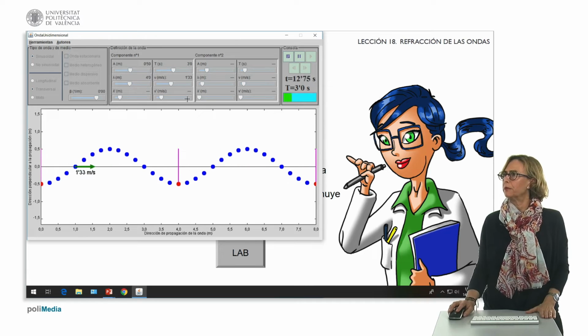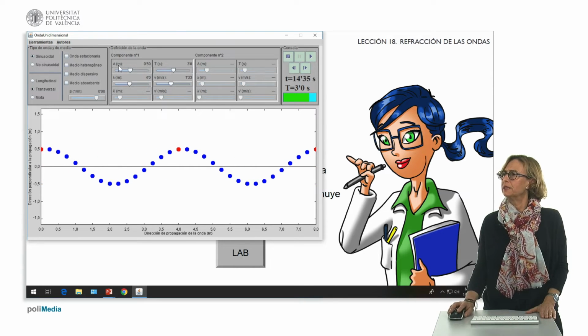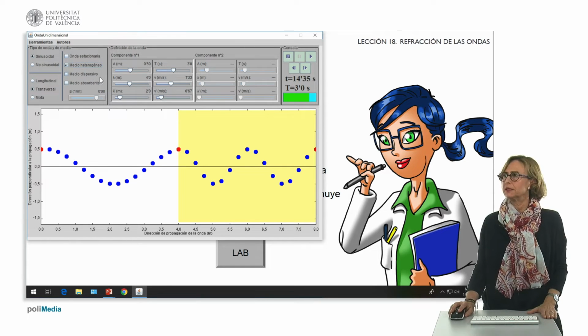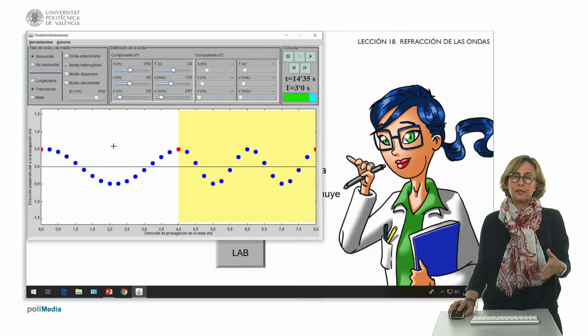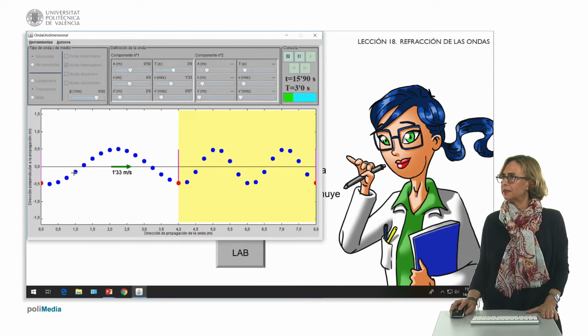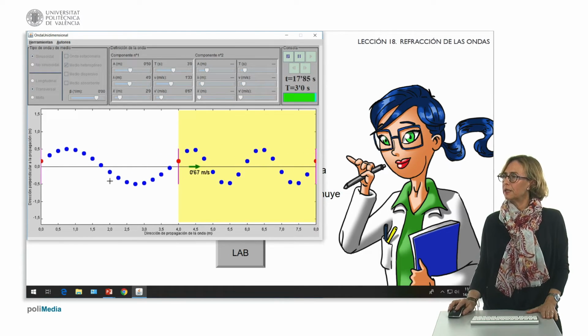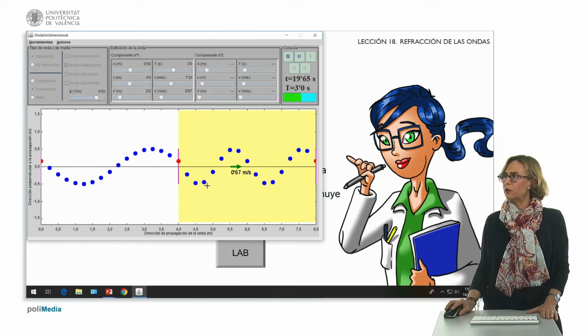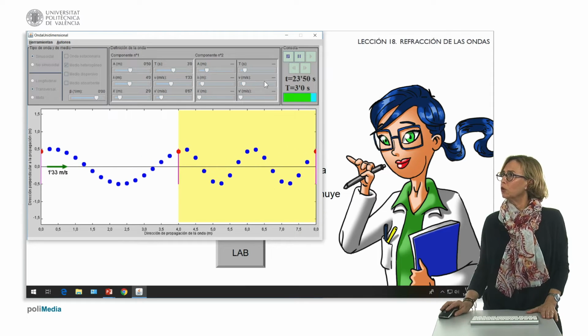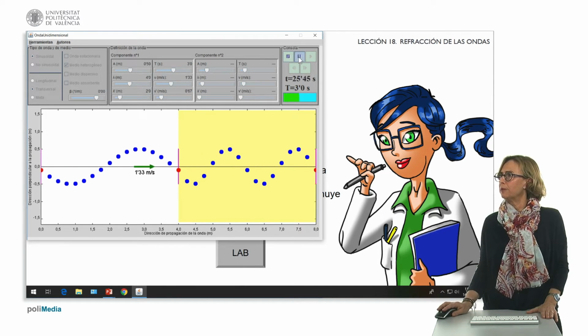What happens if we have a medium that is heterogeneous? That is a medium where there are two different velocities. Let us first consider that in the first medium the velocity is higher, and that in the second medium the velocity is lower. Let's see. We see that in this medium the wavelength is this, while in the second medium, as the speed is less, the wavelength will also be less. This happens whether the first medium is the fast one or the second one.